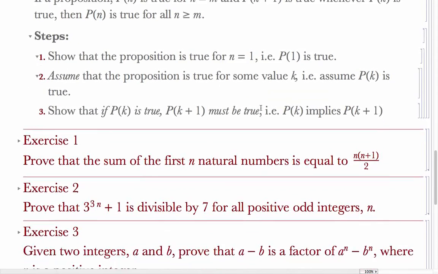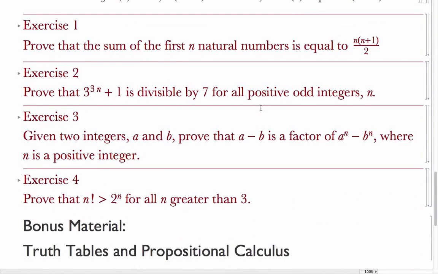So let's look at exercise 1. Again, if this doesn't quite make sense, it will as we go along. Prove that the sum of the first n natural numbers is equal to the expression n times the quantity n plus 1 all over 2. This is a familiar expression to you.